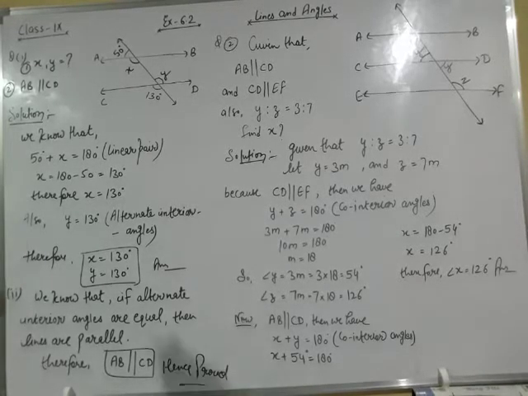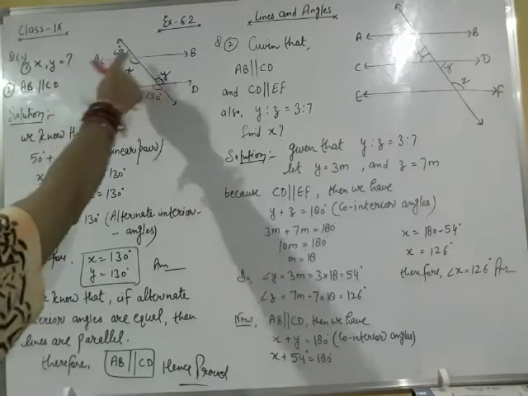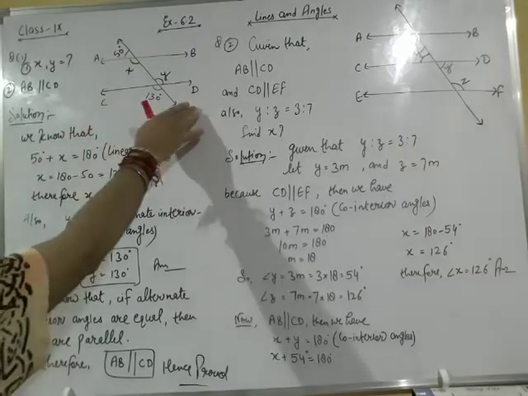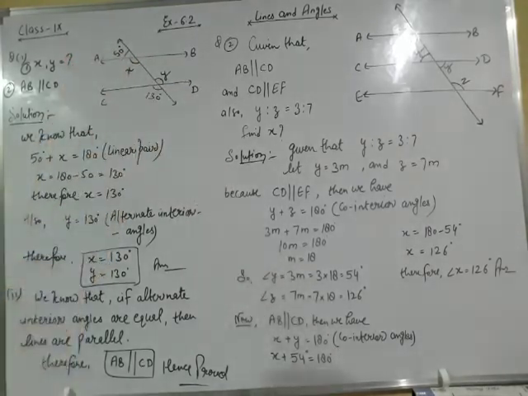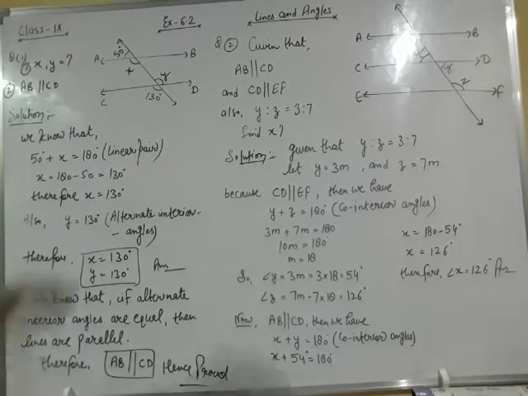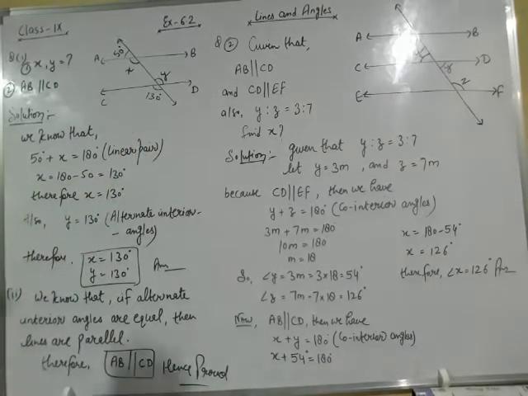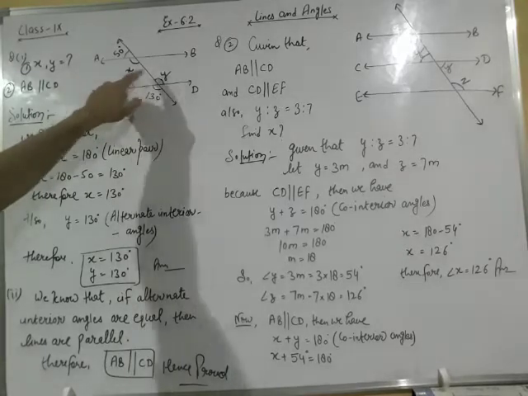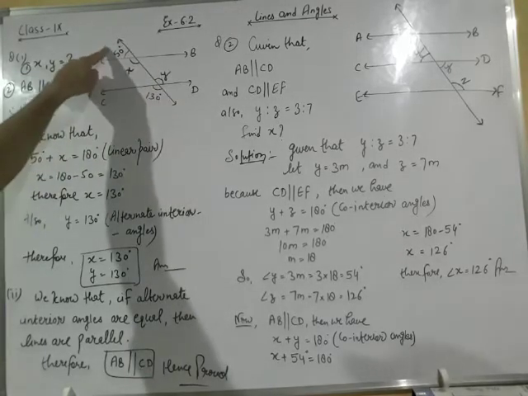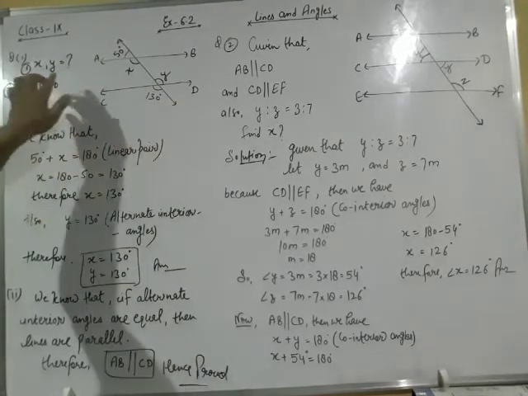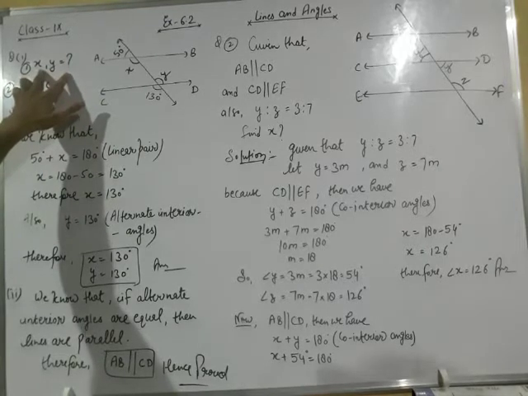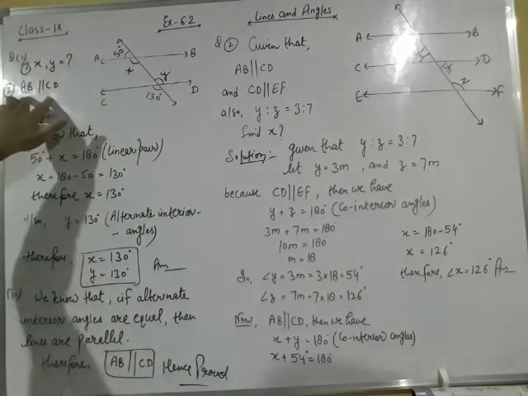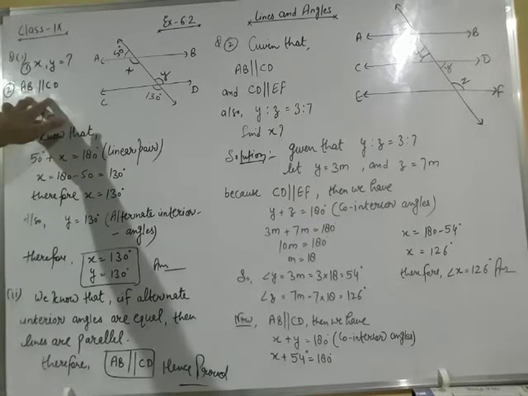In the first question, two lines are given to us, AB and CD, and the third one is intersecting them. Therefore, it will be the transversal. Angle X, angle Y, this is 50 degrees and this is 130 degrees. We have to find out the values of X and Y, as well as prove that line AB is parallel to line CD.